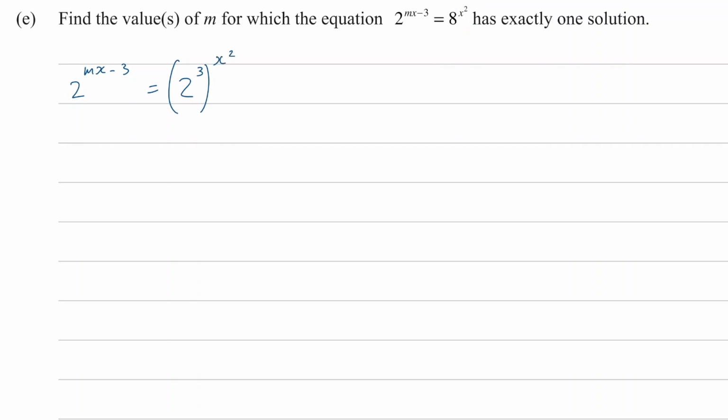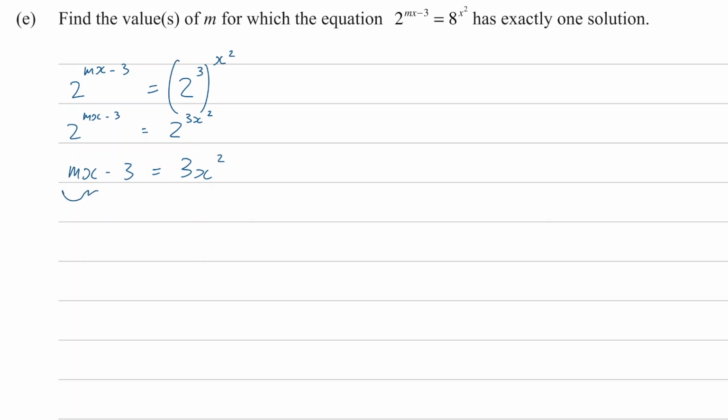All right, and powers of powers we multiply. So that becomes 2 to the power of mx minus 3 equals 2 to the power of 3x squared. Great. Since we have the same bases, we can now just equate the exponents. So mx minus 3 is equal to 3x squared. And this step here uses some log laws, but we don't need to write that. It's implied.